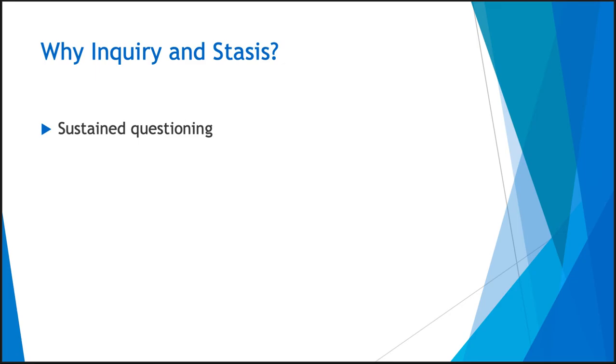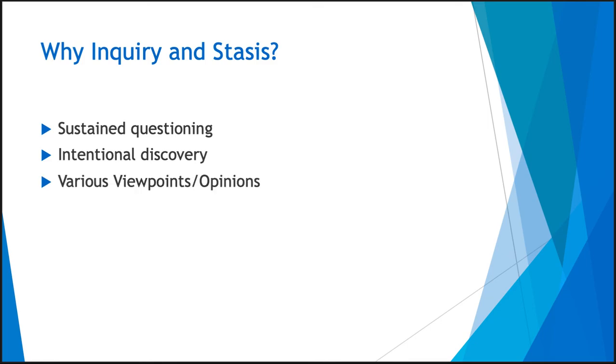We're going to use inquiry and stasis during this particular unit because it gives us time to really think about the research process and how we develop it. There'll be another video that's more specific about those 2 concepts, but for right now, what you need to know about inquiry and stasis is it allows you to do sustained questioning, intentional discovery, and it allows you to really look for various viewpoints and opinions. The goal through this entire inquiry unit is for you to get your legs underneath you, for you to learn what the conversation is that's already happening about your topic, and locate the place or places where there is already disagreement within that conversation. It's the places of disagreement that lets you find a place to start talking.